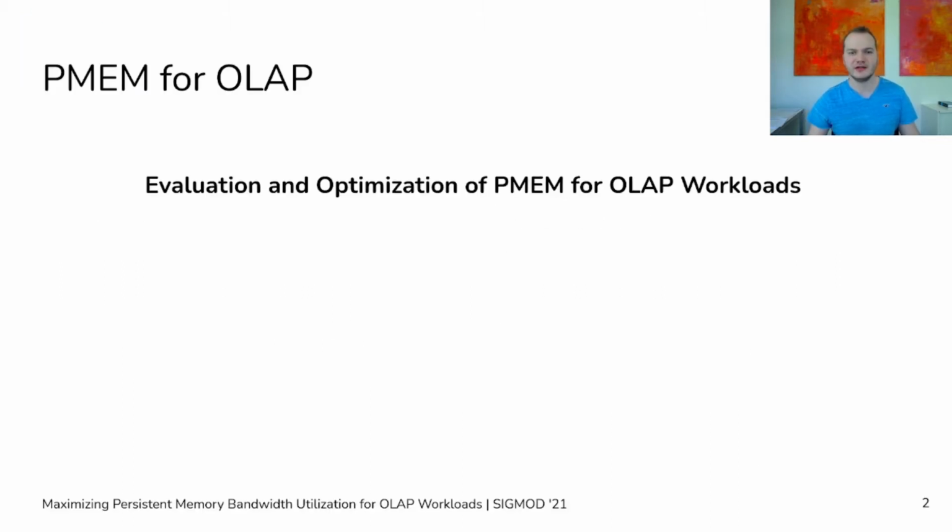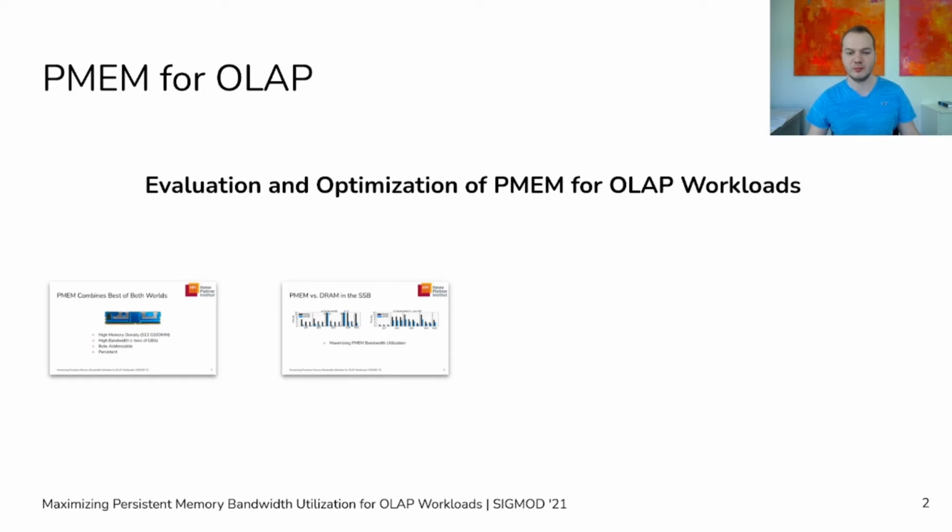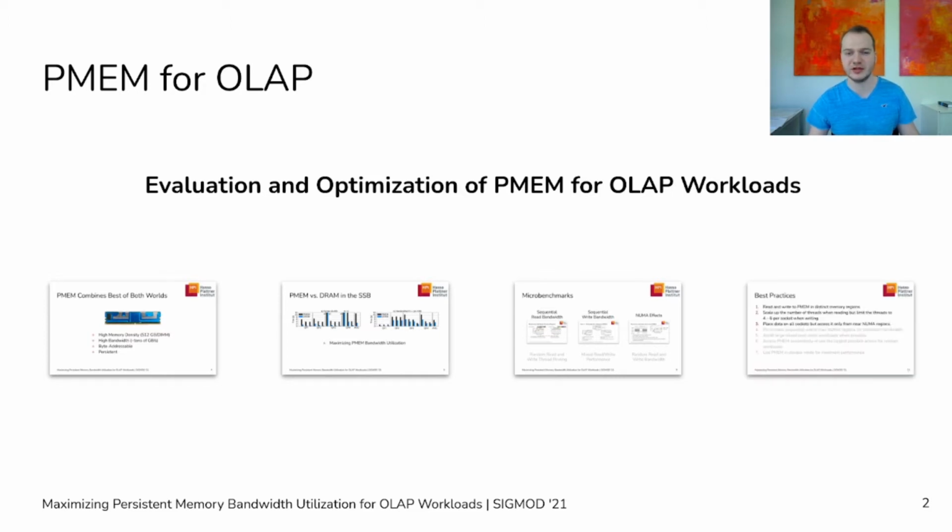Overall, our paper is about the evaluation and optimization of PMem for OLAP workloads. Due to time constraints, we'll just have a look at some spotlights of it today. Therefore, we'll first have a look at PMem, then what happens if we drop in PMem as a replacement for DRAM in a typical OLAP workload, and from these results start a detailed evaluation of PMem bandwidth, finally providing a set of best practices as optimizations for PMem bandwidth utilization.